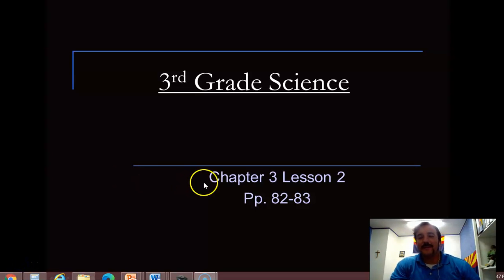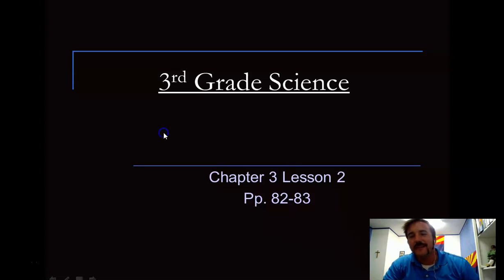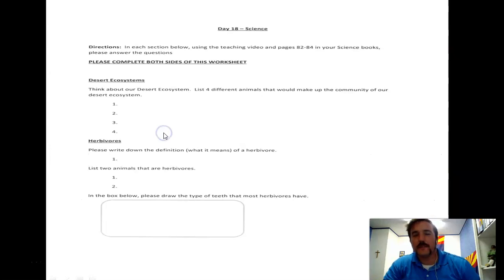Last day of the week here. Hey, 2 pages we're going to go through in science for chapter 3. We're going to review a little bit about ecosystems and then talk more about specific types of animals in ecosystems. But as always, first let me show you the assignment.